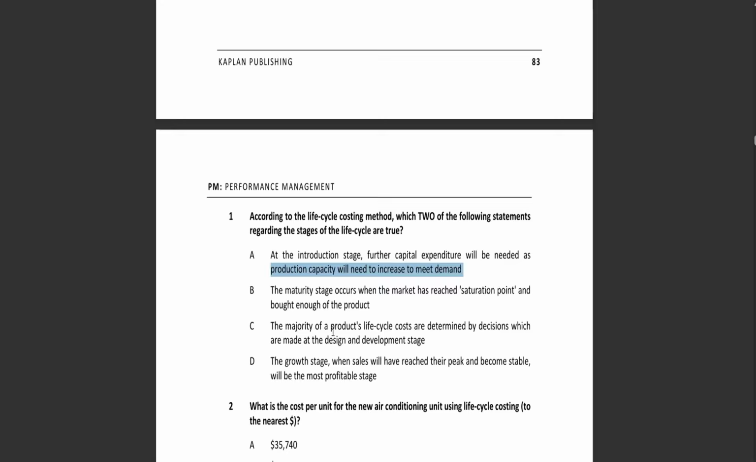Now last, the growth stage when sales have reached their peak and become stable will be the most profitable stage. Okay. So basically, yeah, growth phase is known as profit maximization phase, but sales will be stable in the maturity phase, not in the growth phase. So that's why this option is also out.